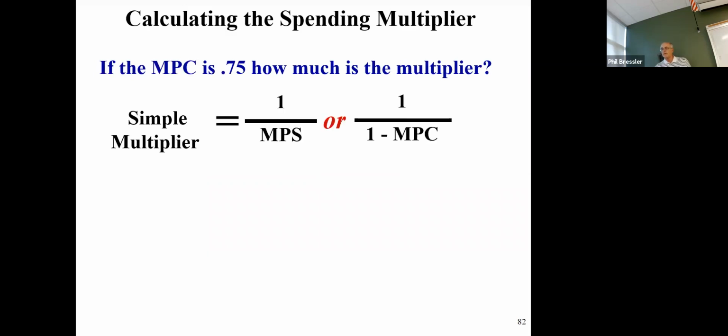Here is the spending multiplier. 1 over MPS or 1 over 1 minus MPC. 1 minus MPC is MPS. Whichever one of these is more familiar and easier for you, it's fine. So if the MPC is 0.75, I would know 1 minus 0.75 is 0.25. 1 over 0.25 is 4. That is going to be my spending multiplier.